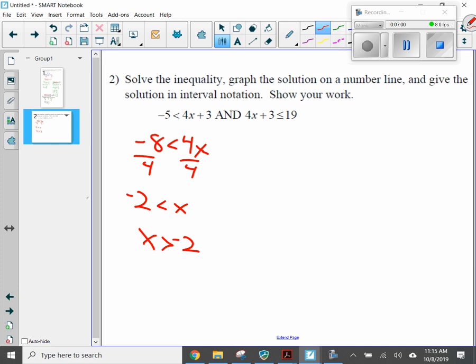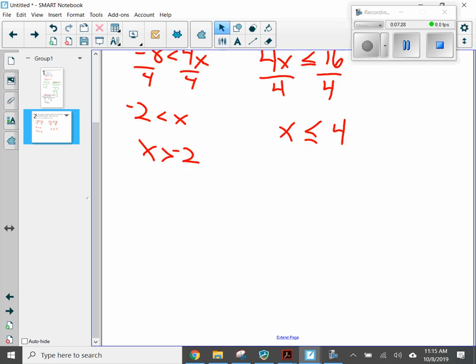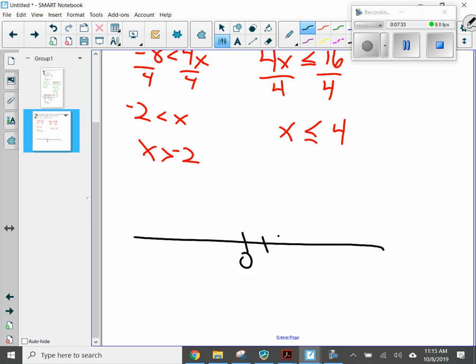And then for this one over here, I'm going to subtract 3 from both sides, so I get 4x is less than or equal to 16. And if I divide both sides by 4, I get x is less than or equal to 4. So I have it greater than something over here and less than something over there. So I'm going to graph my solution. Number line, 0, 1, 2, 3, 4, 5, 1, 2, 3, 4, 5.